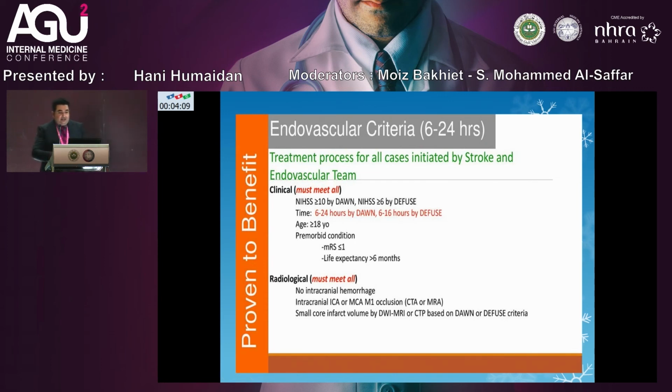For endovascular criteria between 6 to 24 hours, they must meet the criteria: NIHSS score of more than 10 by DAWN criteria, NIHSS score more than 6 by DEFUSE trial. So between 6 to 24 hours by DAWN and 6 up to 16 hours by DEFUSE criteria. Age more than 18 years, premorbid modified Rankin score less than 1, and life expectancy more than 6 months. Radiologically, they all must have no intracranial hemorrhage, intracranial ICA or MCA M1 occlusion by CTA or MRA, with a small core volume on CT, diffusion-weighted MRI, or CT perfusion.